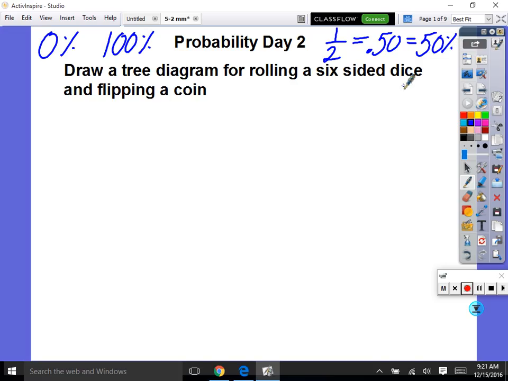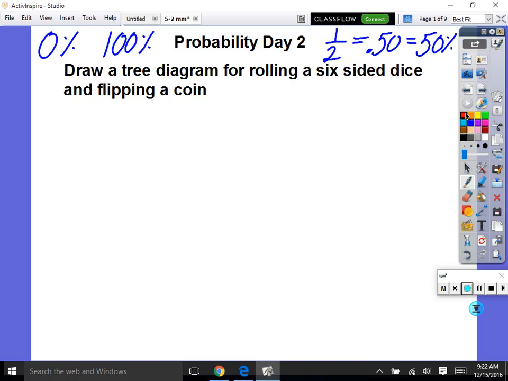Okay, so let's go ahead and remember that we were using tree diagrams last time to list out possible outcomes, not probabilities, but possible outcomes so that we could then do probabilities. So everybody, it says draw a tree diagram for rolling a 6-sided dice and flipping a coin. You remember what we're doing is we're just making a picture of what possible outcomes we could get from doing this, actually, in real life.